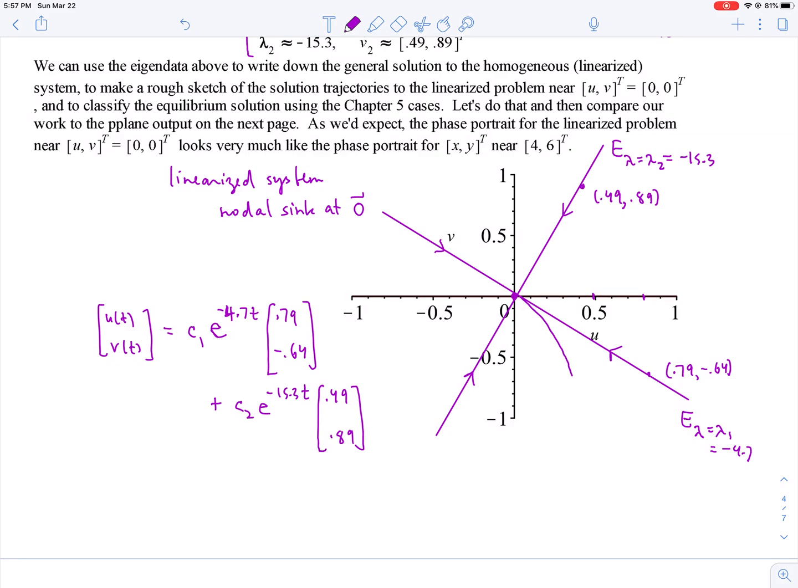And if I let t go to minus infinity, it's the e to the minus 15.3 t term that dominates, even though both terms are going to infinity. But so I'll end up becoming tangent to the lambda 2 eigenspace.